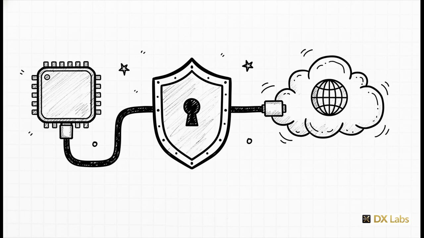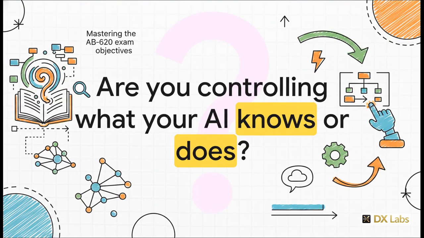Let's tie all this together. I want to leave you with this somewhat provocative question. Are you controlling what your AI knows or what your AI does? Honestly, mastering the AB 620 exam comes down to this ultimate distinction. When you need to control what the AI knows, you use generative answers to synthesize knowledge from targeted, prioritized sources. But when you need to control what the AI does, you use custom prompts to execute specific, structured reasoning tasks. Keep this logic crystal clear in your mind, and you are absolutely going to crush those exam objectives.